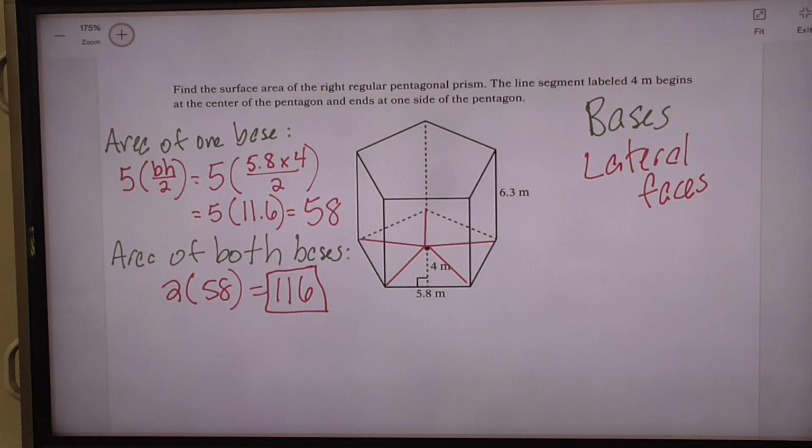And the surface area is all the parts of this thing that we can touch, right? So we can touch the top, we can touch the bottom, and then we can touch everything on the outside of the sides, the lateral faces. So after we found the area of both bases, the other thing we need to add to that is the area of all the lateral faces.